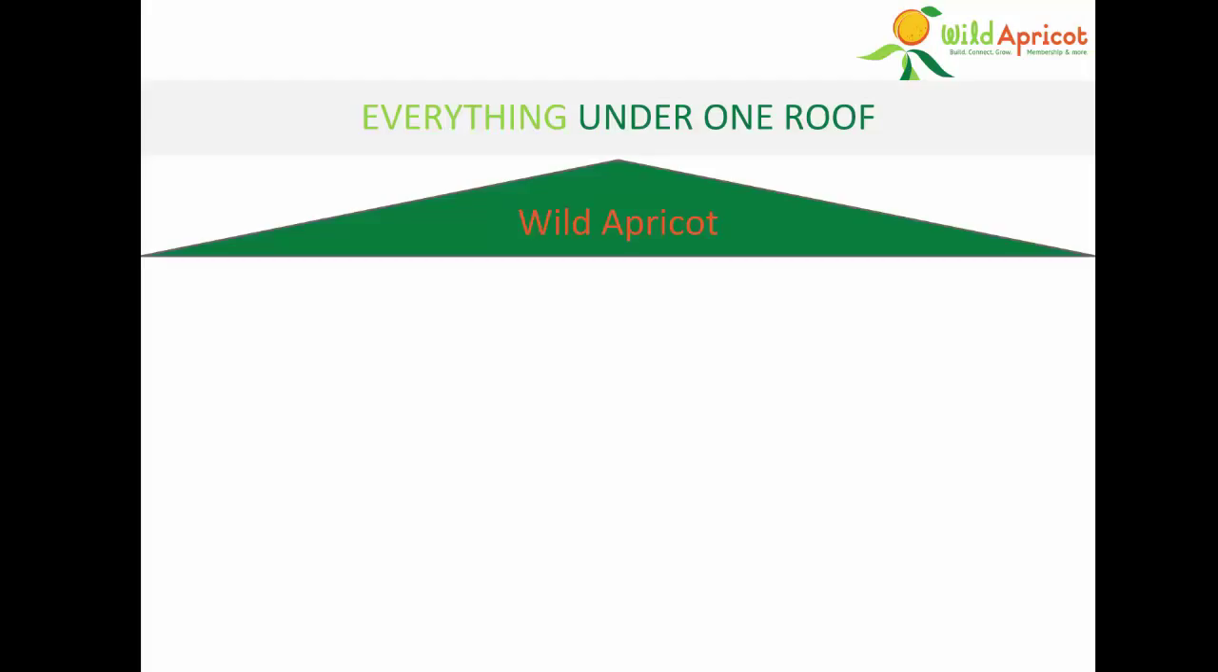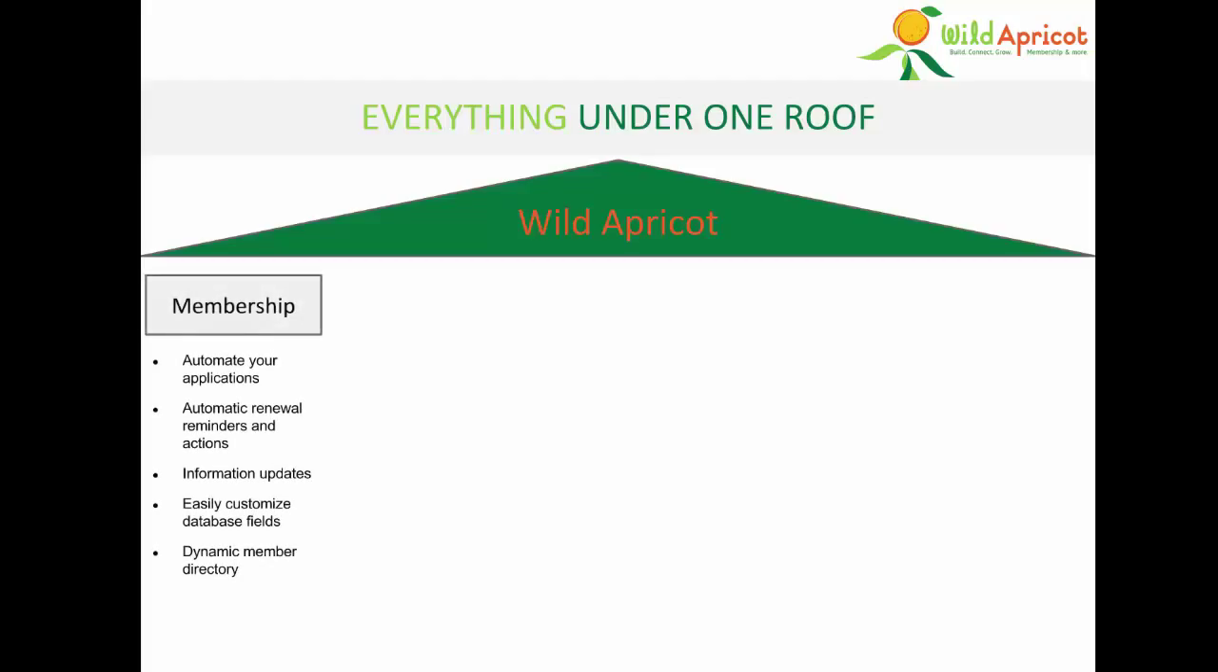With Wild Apricot, you'll have your membership applications as well as renewal reminders and actions automated, which means you can now have email reminders going out automatically when you choose. And if someone doesn't renew, you control what happens automatically. Are they suspended, archived, notified, or more?